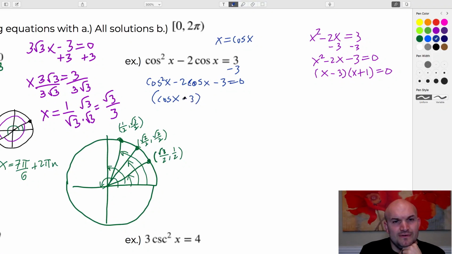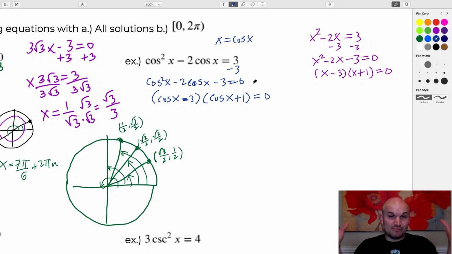And then I have cosine of x minus 3, and then cosine of x plus 1. Okay, so now I have the product, right? The product of two expressions equal to 0.